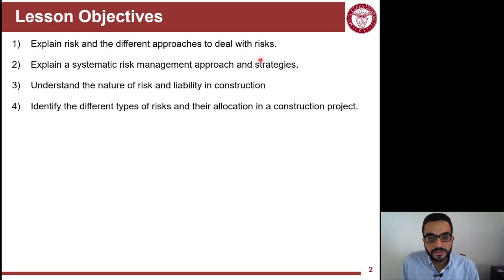In this lesson, we'll learn about project risk management, and of course, in the context of construction projects. We'll learn about the risks you typically see in construction projects. Before that, we'll explain what risk is generally and the different approaches to deal with risk. So, kind of driving principles from the overall field of risk management, and then we'll project these onto the unique environment of construction and identify the different types of risks and their allocation in a construction project.